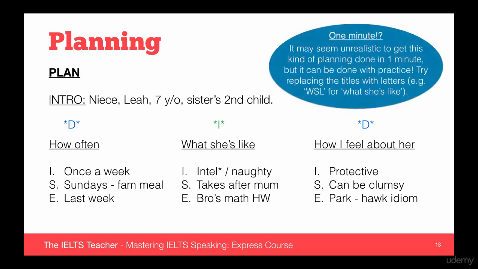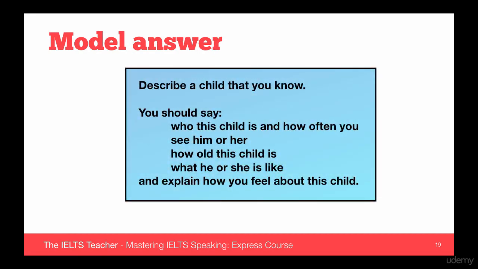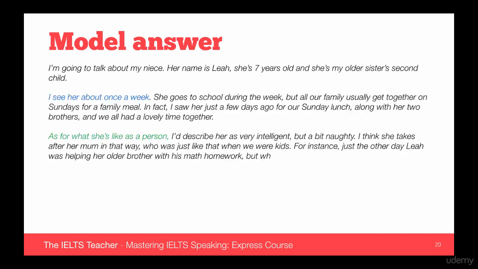Now, this may seem quite difficult to do in 1 minute, but it can be done with practice. If you want to save a bit of time, you can try replacing the titles of the columns with letters. So WSL for what she's like, HO for how often, and so forth. Okay, so how can we bring this all together into a model answer? Now, a reminder of the topic card. Have a look at this through. You may want to practice this yourself before you hear my response, maybe even use the plan that I provided. And let's have a look at the answer.